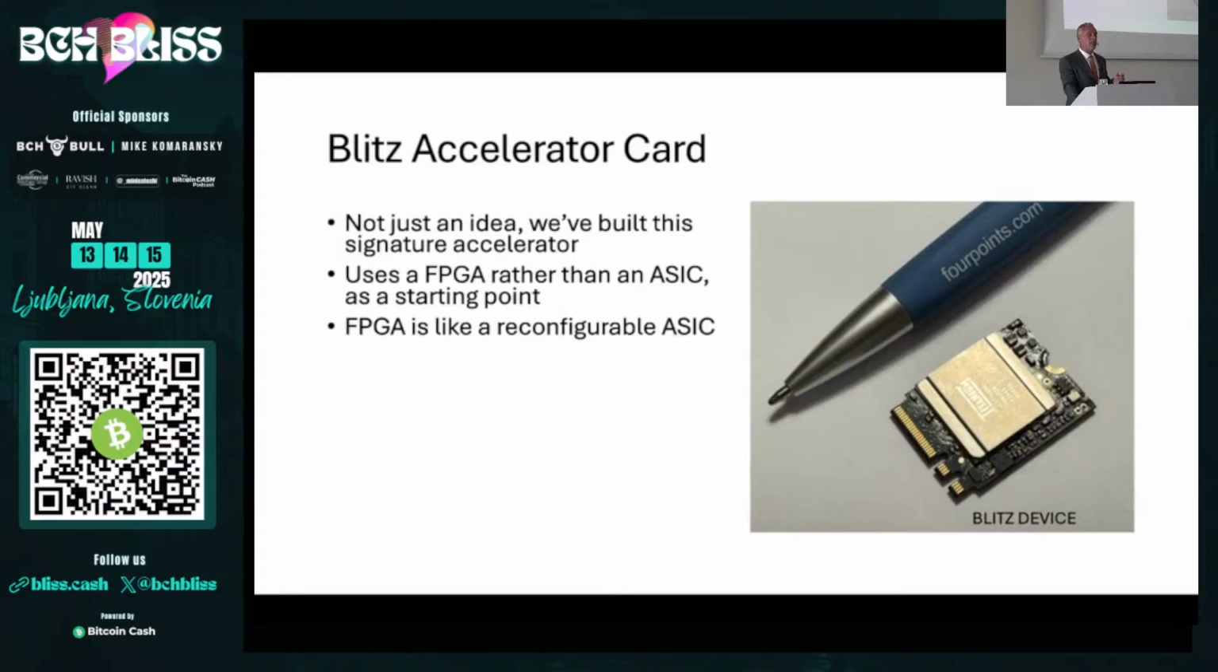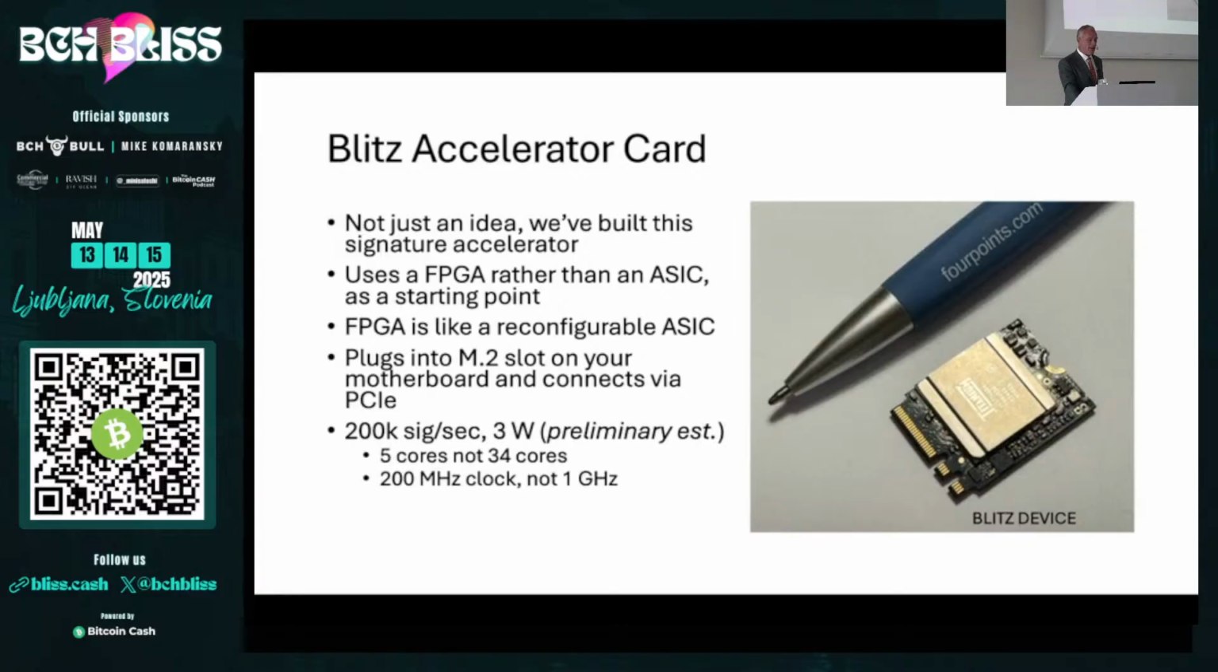What you do is describe your circuit in a hardware description language like Verilog, and then use the FPGA toolchain to synthesize that circuit onto the chip. It's not like the FPGA simulates your circuit in software. It actually rewires itself to become the circuit that you described. This thing plugs into the M.2 slot on your motherboard and connects via PCIe. Preliminary numbers look like we'll get about 200,000 sig checks per second at 3 watts of power.